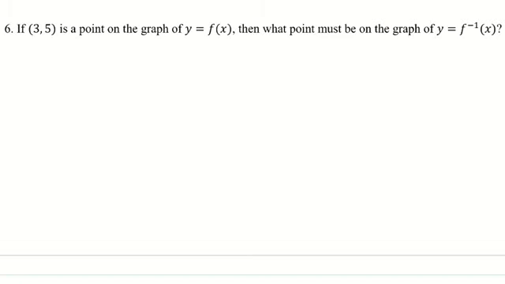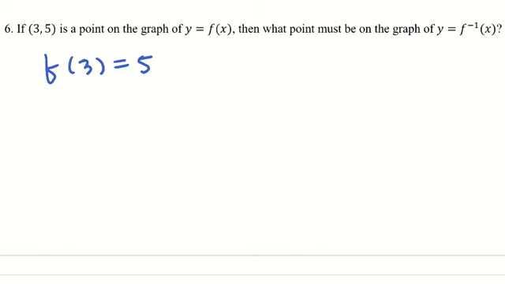Okay, if (3, 5) is a point on the graph of y equals f of x, then what point must be on the graph of y equals f inverse of x? Okay, well, what we know here is that f of 3 equals 5. Now, I'm going to just tell you it's going to be (5, 3).